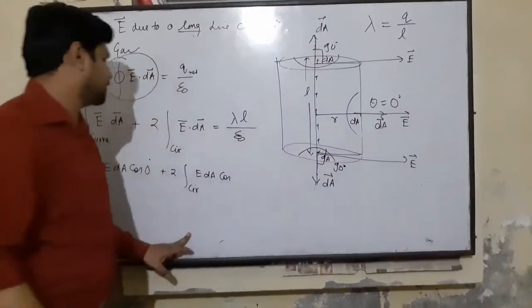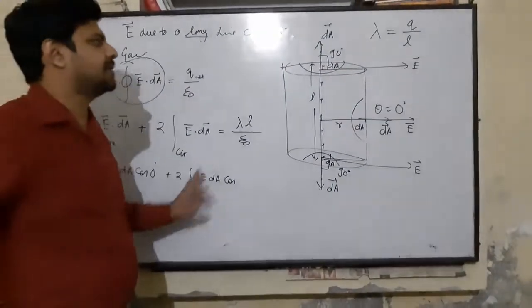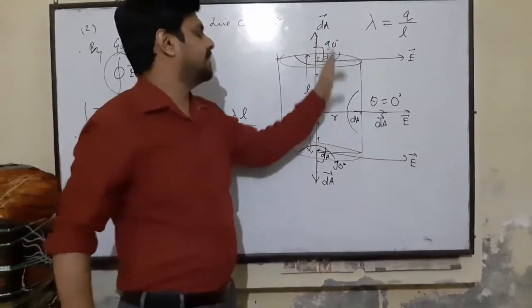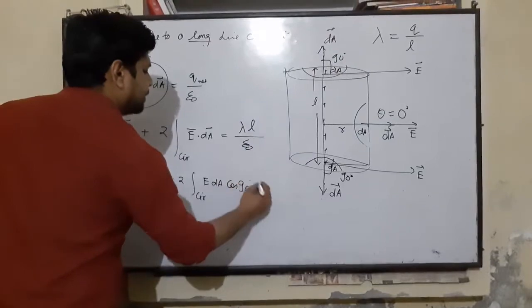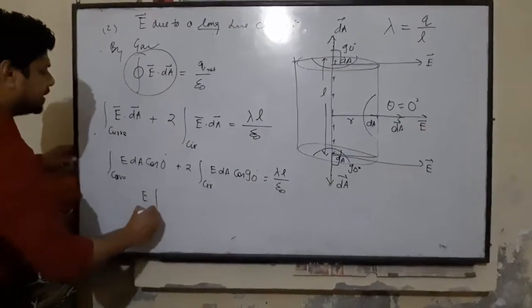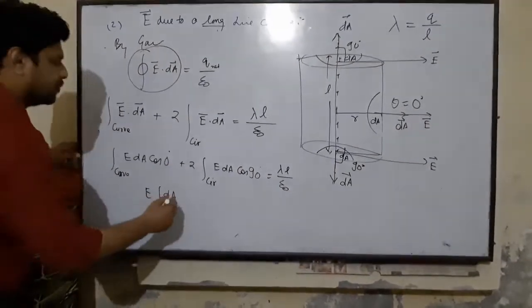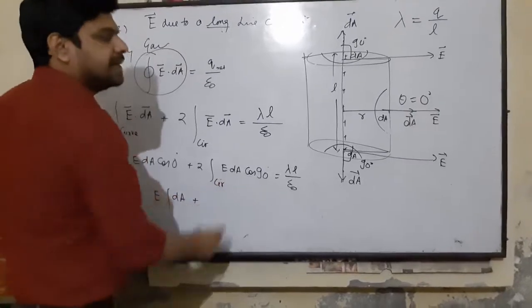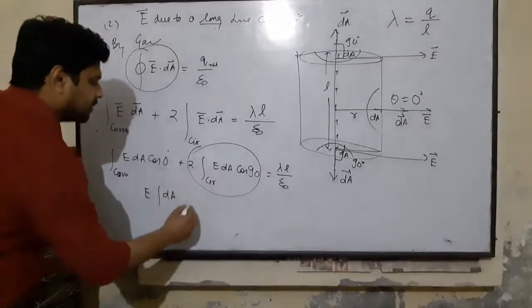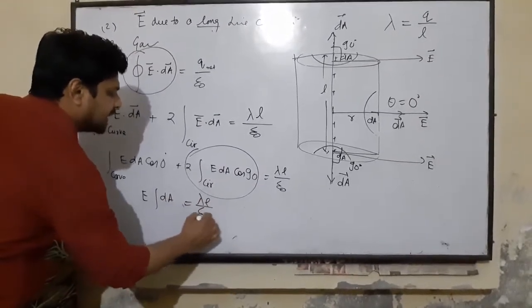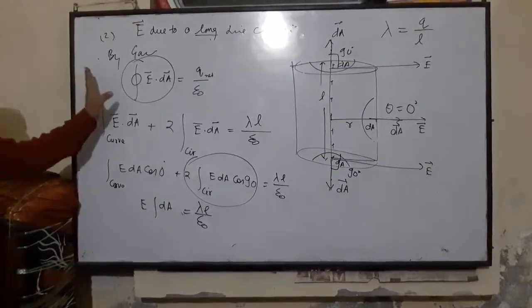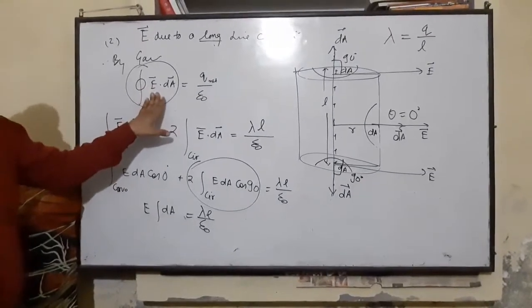Remember this parameter theta, it is the angle between electric field and area vector. For circular faces, the angle between electric field and area vector is 90. Lambda L over epsilon naught. Then this term will be E dA cos 0, which is 1, plus 2 times cos 90, which is 0. Then this term will vanish, and it is equal to lambda L over epsilon naught. Got it? By applying Gauss law, this is the total flux that passes through the closed surface.